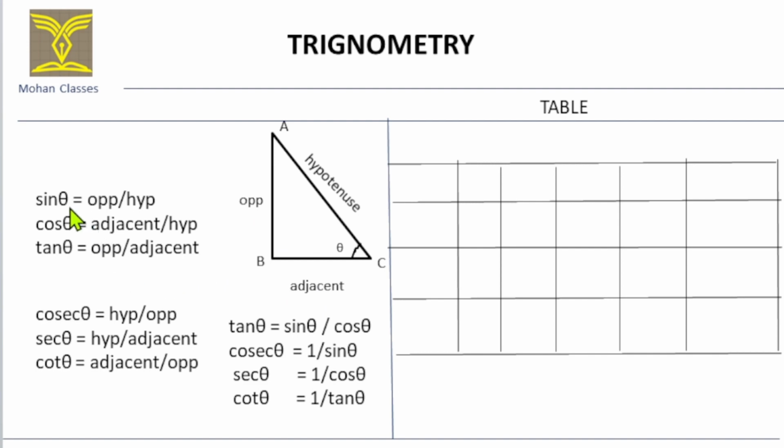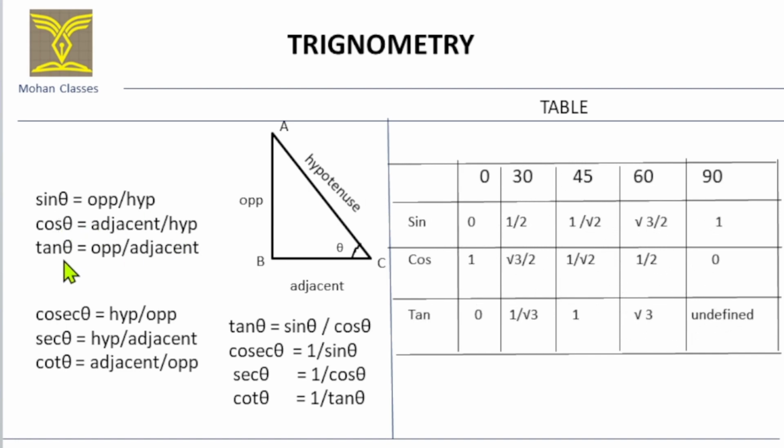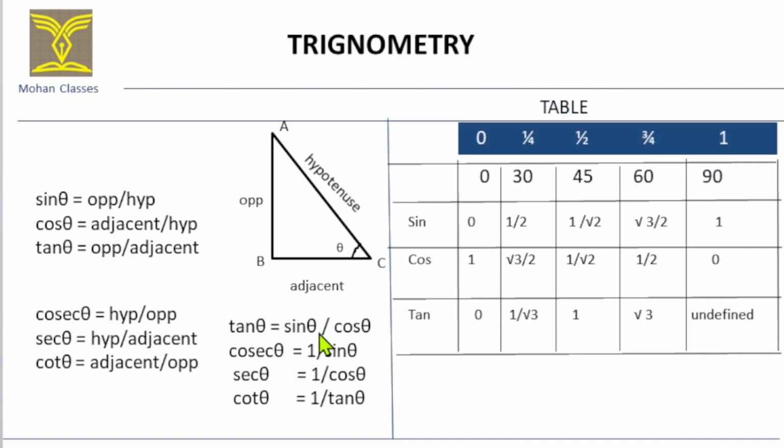So that means sin theta is equal to opposite side by hypotenuse, cos theta is equal to adjacent side by hypotenuse, tan theta is equal to opposite side by adjacent side. If you see, tan theta is equal to sin theta divided by cos theta. Cosecant theta, secant theta, cot theta are all the inverse of the above 3 trigonometric functions. Inverse of sin theta is cosecant theta, inverse of cos theta is secant theta, inverse of tan theta is cot theta.